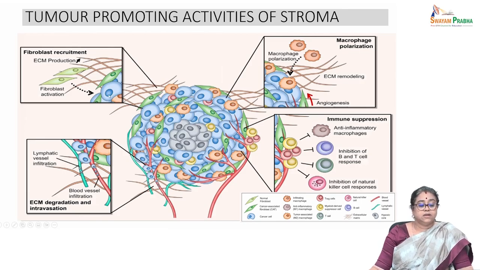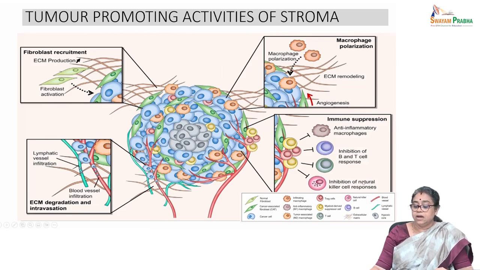On one aspect, the fibroblast recruitment is what we saw, how it can help in ECM production, and then on the other side, it can cause macrophage polarization. That is, the macrophages are attracted to the site of tumors, and that can in turn lead to increased angiogenesis and also a lot of ECM remodeling. And then there is also ECM degradation and intravasation through secretion of several proteolytic enzymes, the matrix metalloproteinases, which can help in ECM degradation.